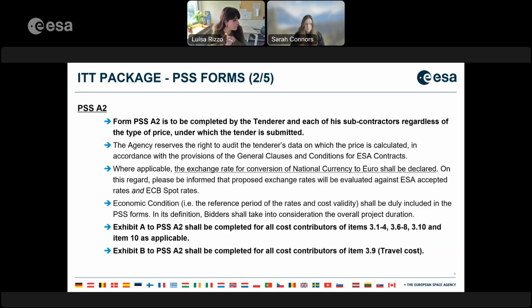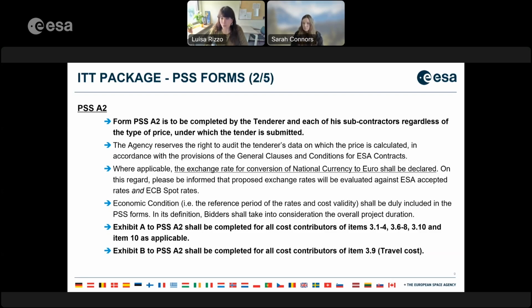Indeed, in the PSS forms, you will be required to provide a lot of information and elements. So please make sure that all the sections and the lines are filled in. The agency, of course, reserves the right to audit the tenderer's data on which the price is calculated in accordance with the provisions of the general clauses and conditions for all ESA contracts.